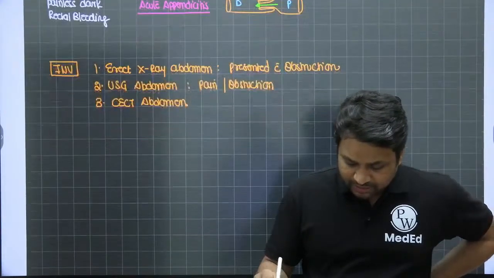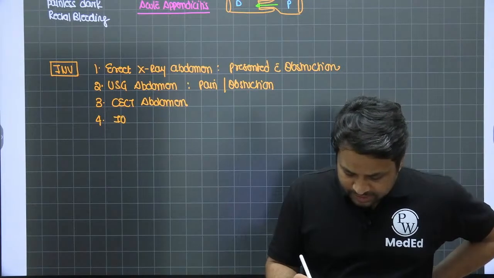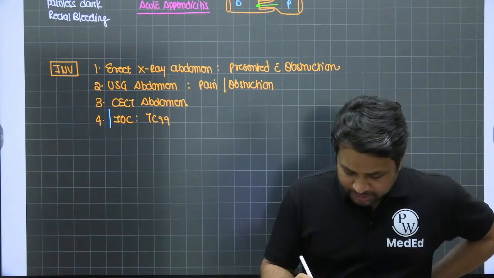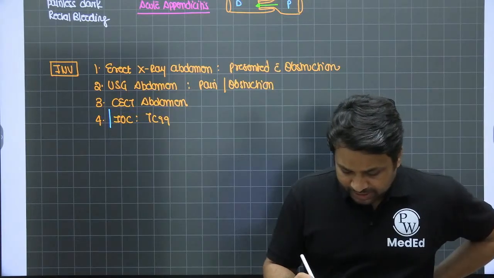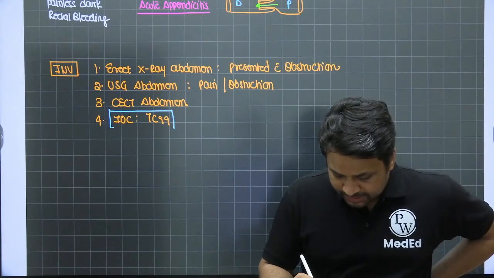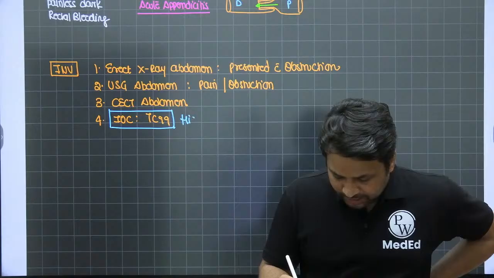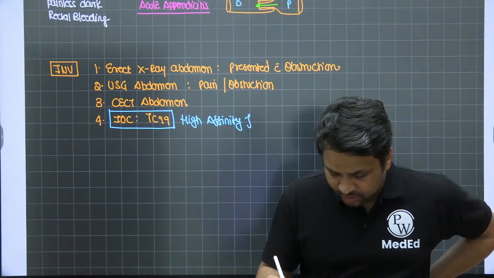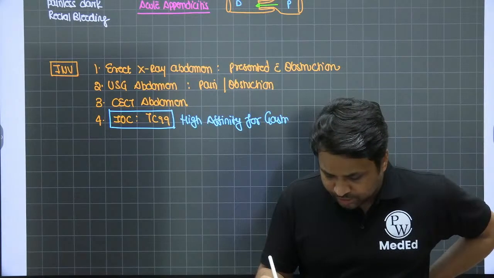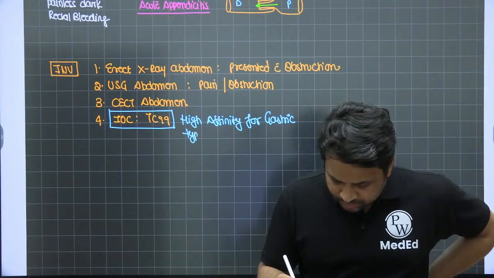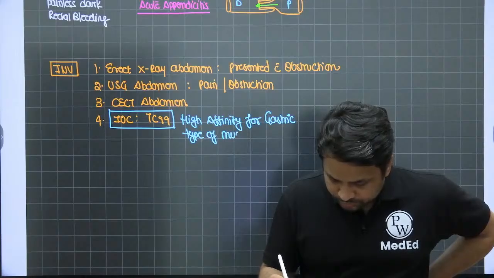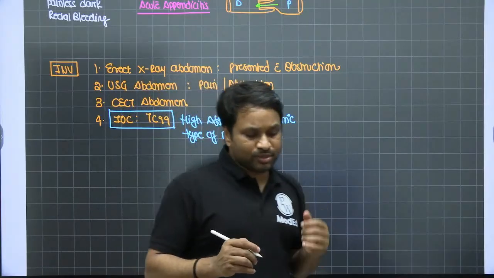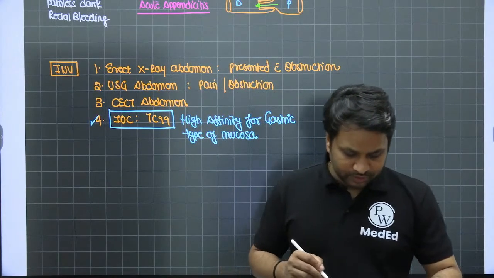But remember, the one that gives you an absolute picture, the investigation of choice, is going to be a technetium 99 scan, because technetium 99 has got a higher affinity for gastric type of mucosa. So hence this is preferred, right?